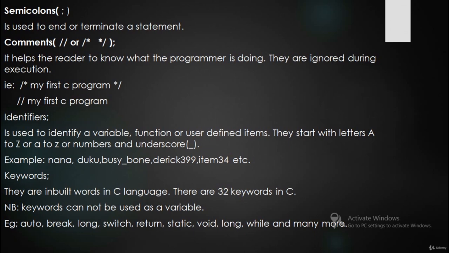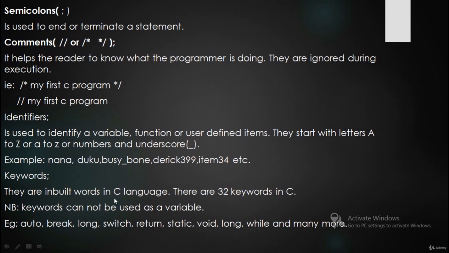Now let's learn something about identifiers. An identifier is used to identify a variable, function, or user-defined items. They start with letters, capital A to capital Z, or small a to small z, or underscores, and can contain numbers. Example, you can have a user-defined name like Nana, Duku, Busy_bone, Derek399, item34, etc. They are all identifiers.